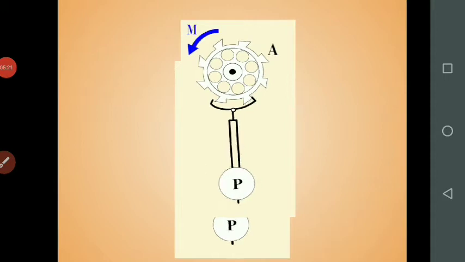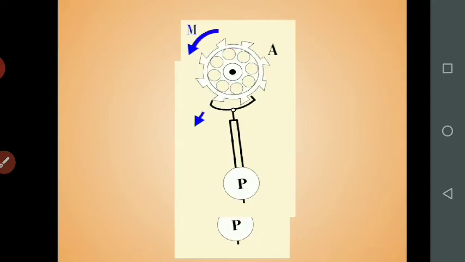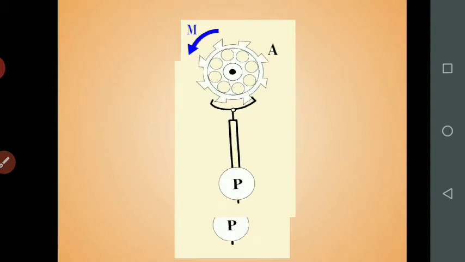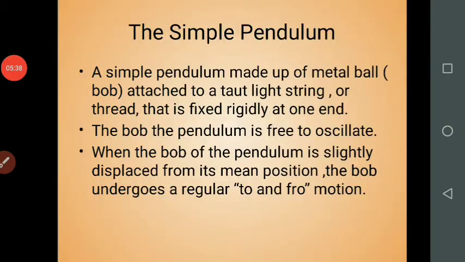Have you ever seen a pendulum clock? There is a pendulum hanging in the clock. In this way, it moves in an equal interval of time and we count this as 1 second. So, this is nothing but the pendulum. So, what do you mean by pendulum? A simple pendulum is made up of a metallic ball attached to a light string or thread, that is fixed rigidly at one end.